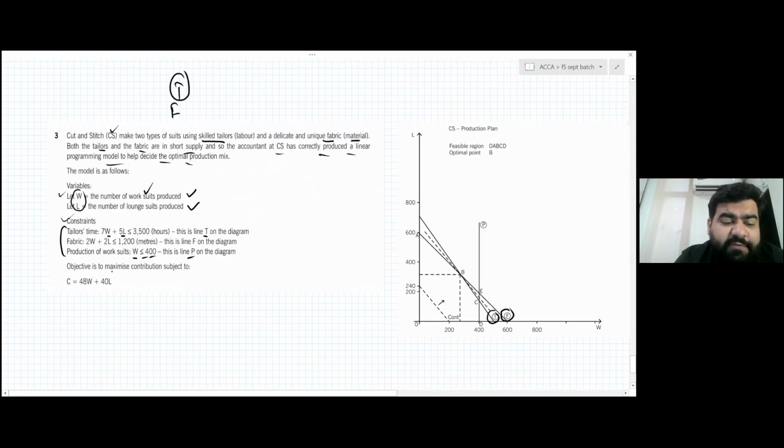Now, the objective is to maximize the contribution subject to the constraints. This is the contribution line, 48W plus 40L, where the contribution of W is 48 and the contribution of L is 40.